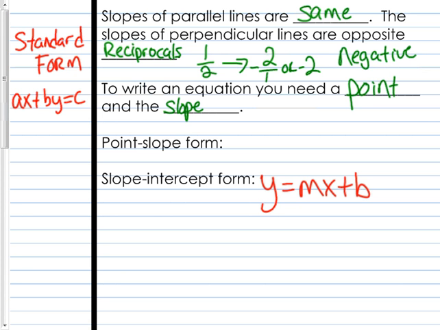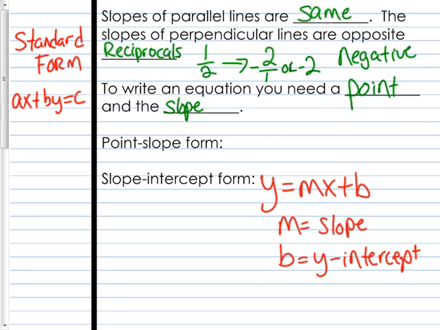And this is the most common form. It's probably the easiest form, in my opinion, to work with. And we know that m equals slope and b equals the y-intercept. Okay. Back up to point-slope form.